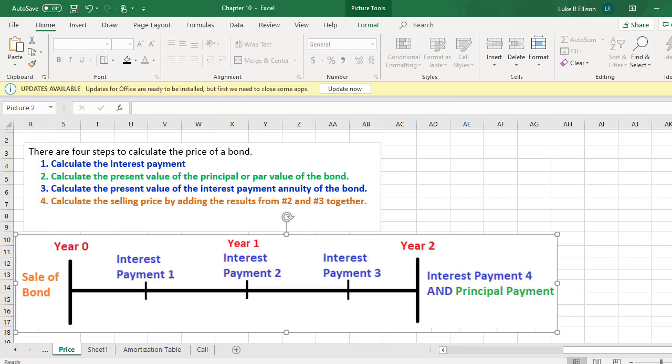First, you need to calculate the interest payment, which is made every half year. Then you need to calculate the present value of the principal or par value of the bond. Remember, this is the payment made at the end of the life of a bond, at year 2 in my example. And what we mean when we say present value is that the same amount of money has a different value depending on the time someone owns it.